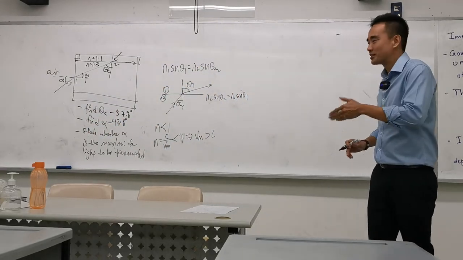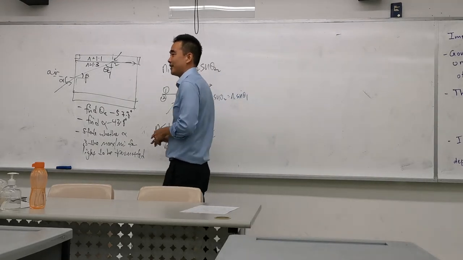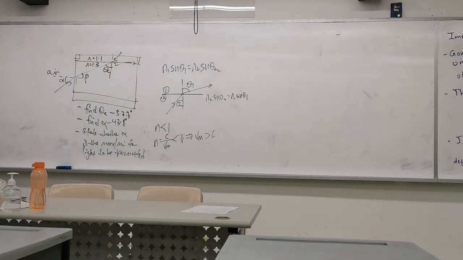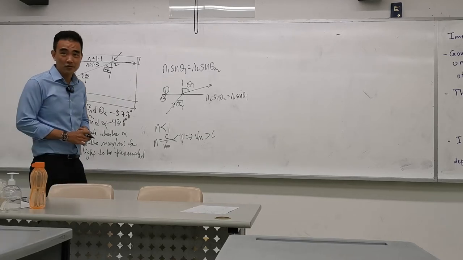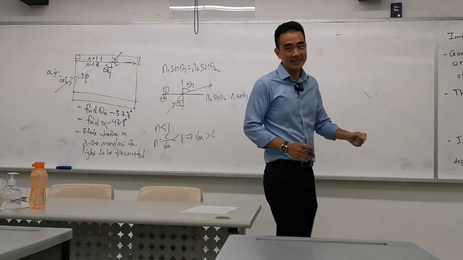So for light to be transmitted, must you go smaller than alpha or bigger than alpha? Or only at that value? Maximum. So it must be smaller, right? Yes, it is correct.